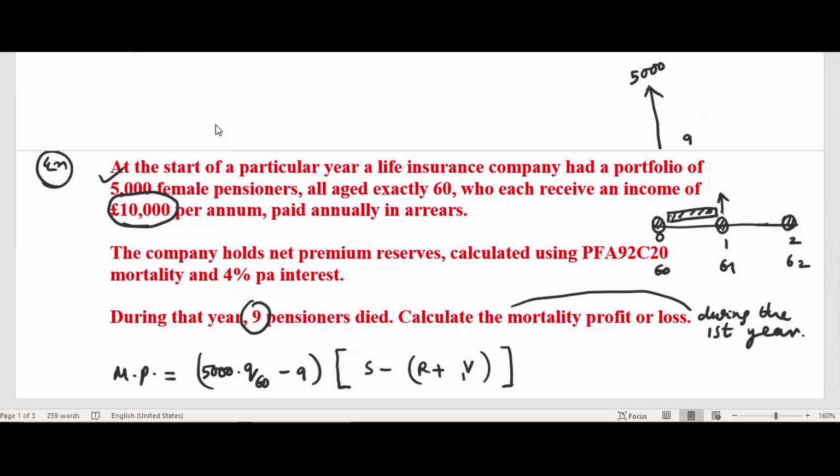Now, during this year, if the person dies, then there is no benefit here. However, if the person survives, then a survival benefit is there. So R is there, S is not there. So we can put 10,000 here. The only thing left for you is to find V1. If you are able to find V1, this is over, because we know R, we know S, we know small n, we know capital N, we know Q60, everything.